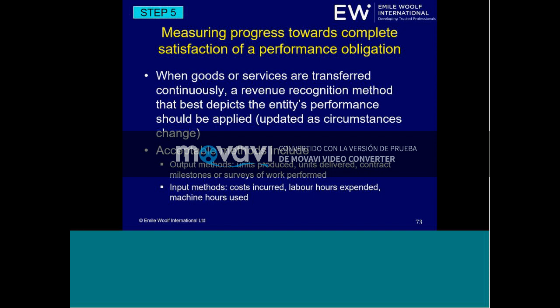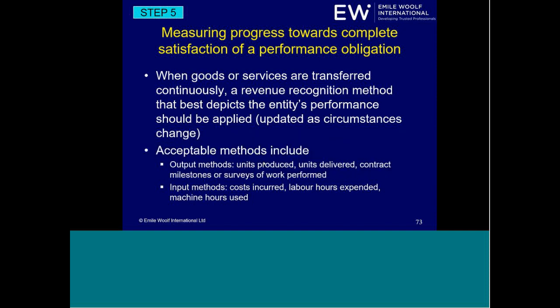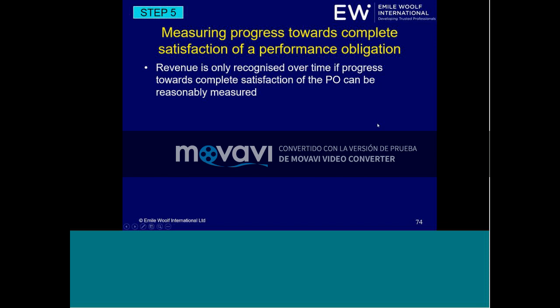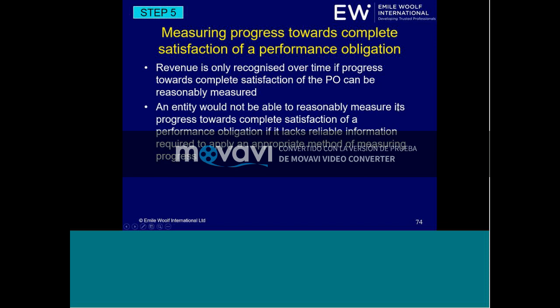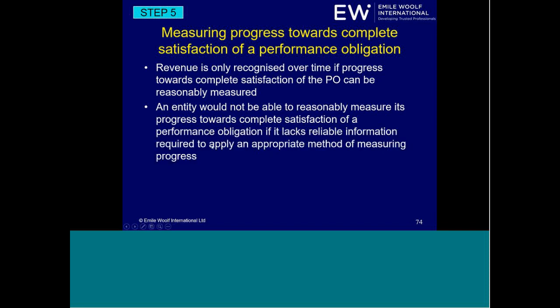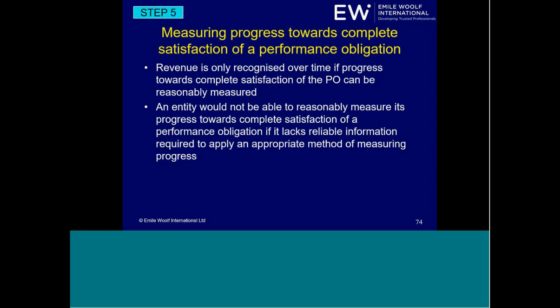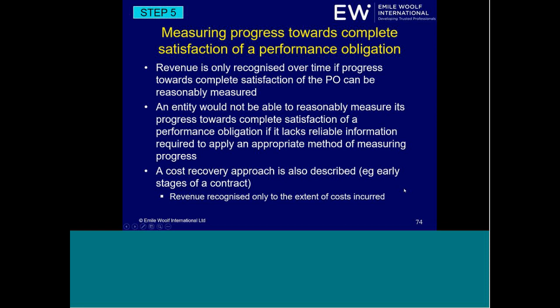Recognize over time if progress can be reasonably measured. You would do that if information is available in order to apply an appropriate method. So in IFRS 15, as it was in IAS 11, you have a budgeting, forecasting, estimating type process. There is also a so-called cost recovery approach, which might be appropriate at the very early stages of a contract where revenue is booked equal to costs incurred. So therefore no profit, no loss, because it's perhaps too early to identify the likely outcome.